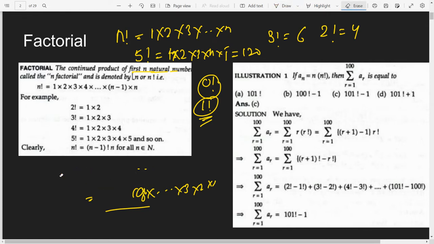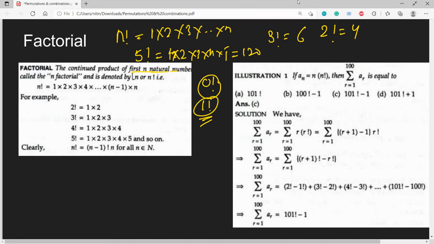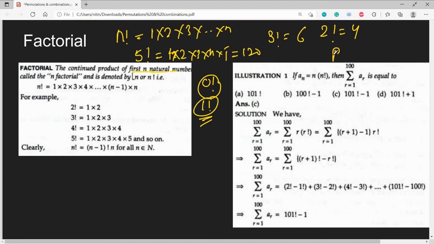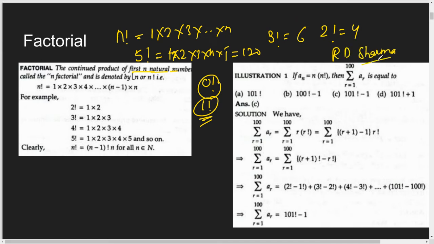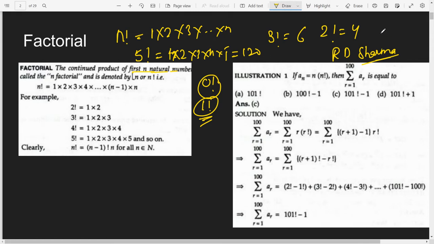Okay, now let's see some problems on the factorial part. This is the basic definition of factorial, but we can see some problems. For permutation and combinations, you can solve the RD Sharma book. If you don't want to solve the exercises, just solve only the basic solved illustrations and solved examples, and that will also be enough.